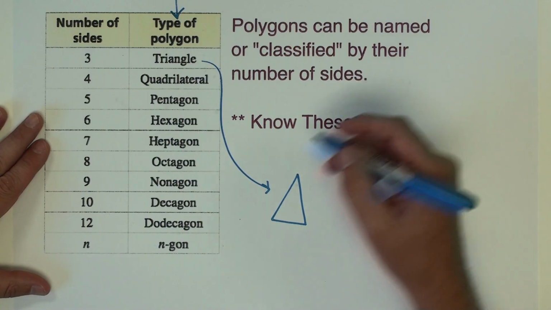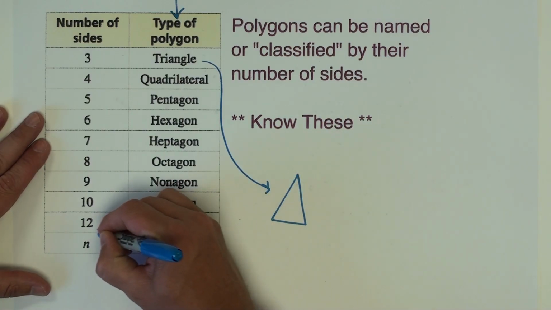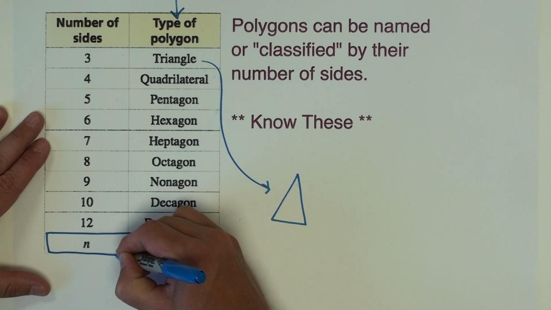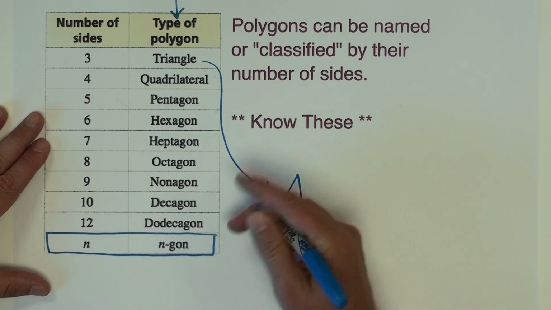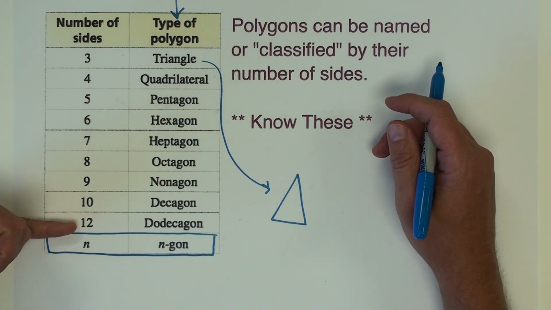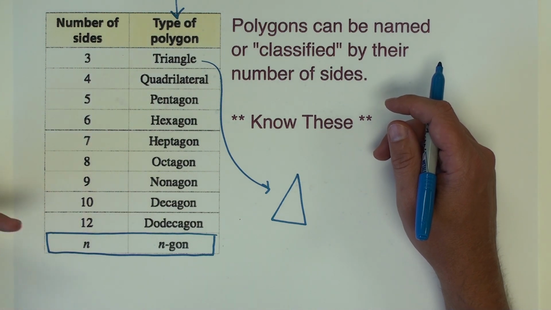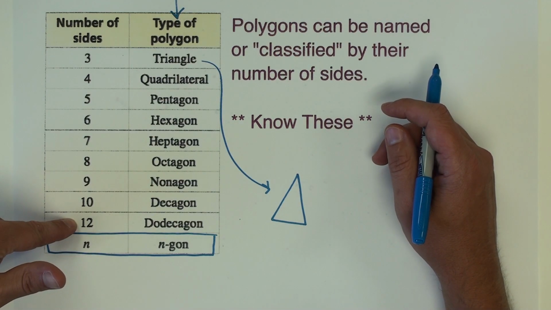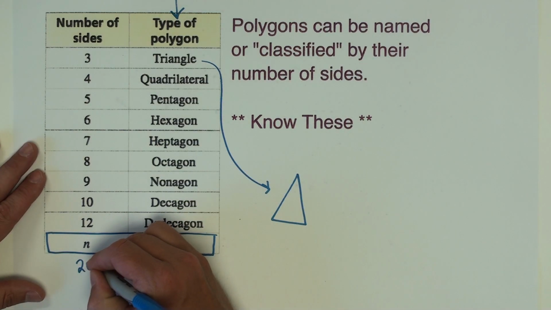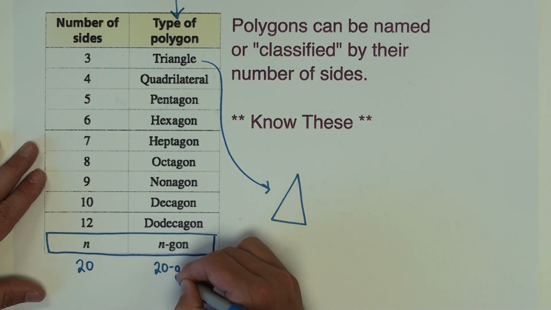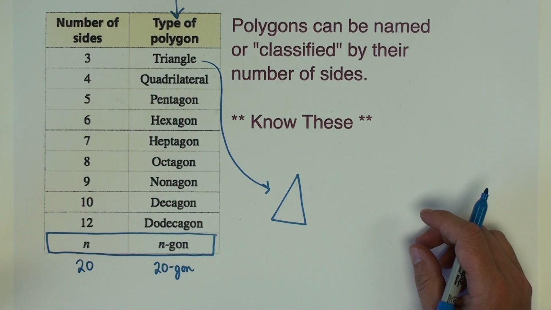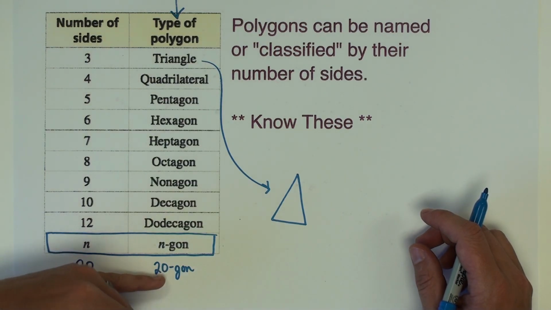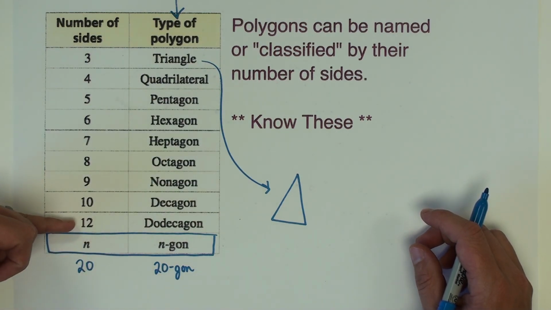Now, one note here, the bottom line in this table, there are names for polygons beyond 12 sides. Nobody needs to really memorize those names. If you needed it, you could certainly just look it up. So if there's a polygon that has more than 12 sides, let's say we have a polygon with 20 sides, we would just simply call it a 20-gon. So you can do that kind of naming system for anything larger than 12.